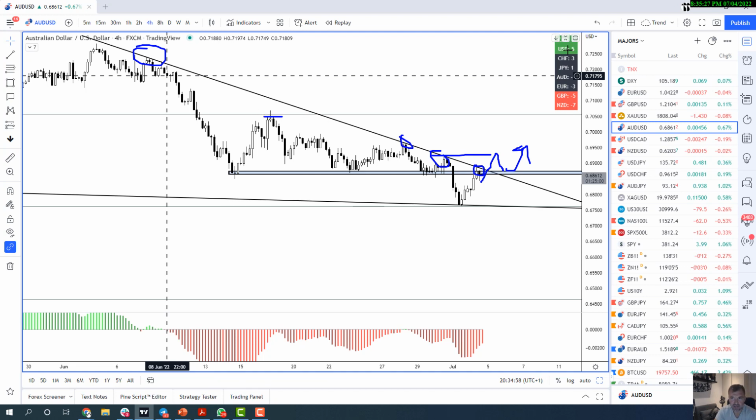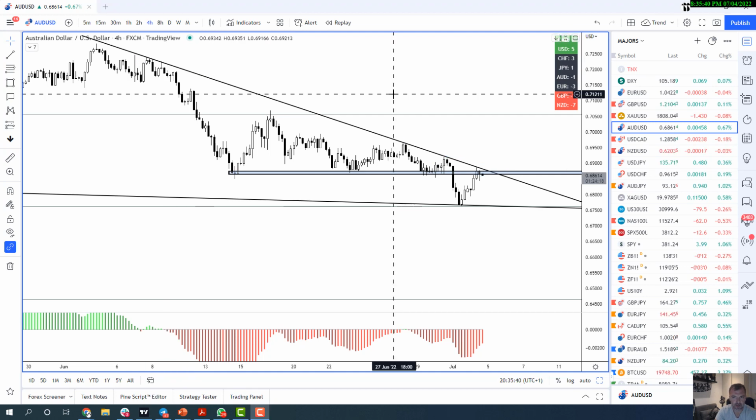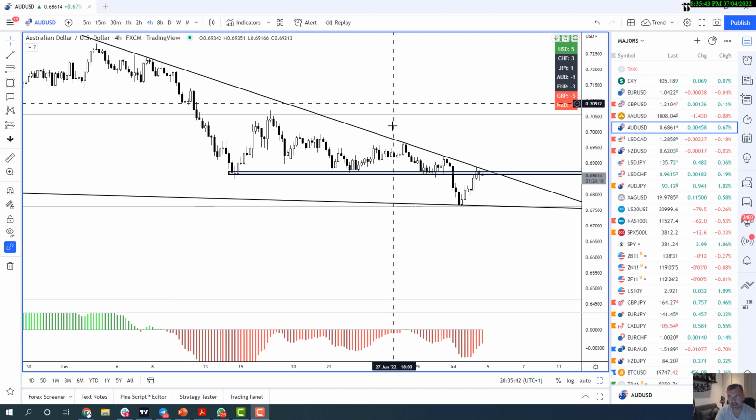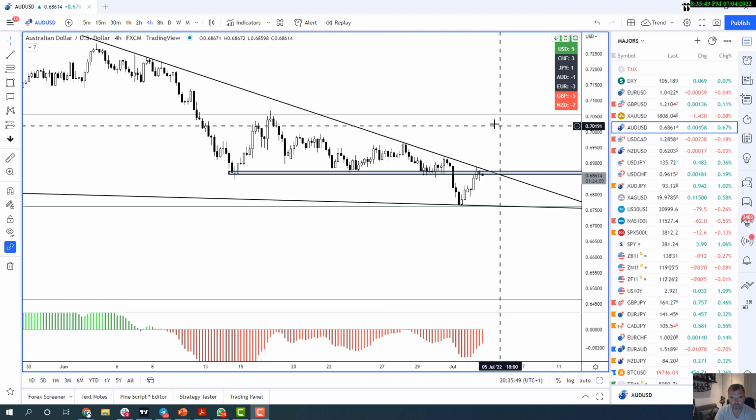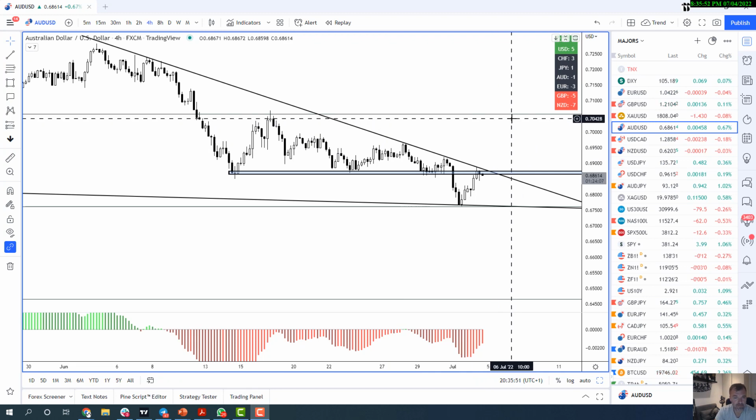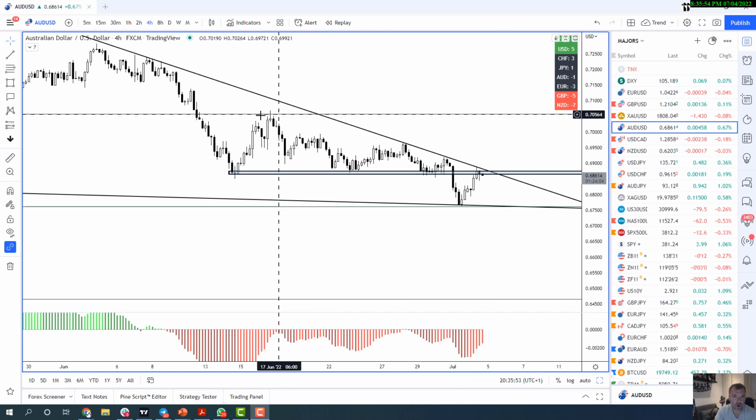0.7050 initial targets, 0.7200 as another extended target, and then moving on towards 0.75 towards the top of that bullish flag pattern. Now obviously the bullish flag pattern, if we are going to trade that, in theory it should break out at some point, but it could stay in that flag pattern for a number of weeks or months. So we're just going to trade what we see, and we're going to scale out at the appropriate time so that we don't get caught in the market and lose any unwanted profits.